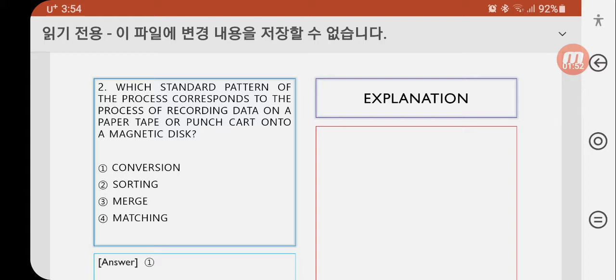What is the standard pattern for the process of storing data on a magnetic disk as an input medium? Paper, tape, or punch card? Which is the standard pattern? Number 1, conversion. Number 2, sorting. Number 3, merging. Number 4, matching. The correct answer is number 1, conversion.